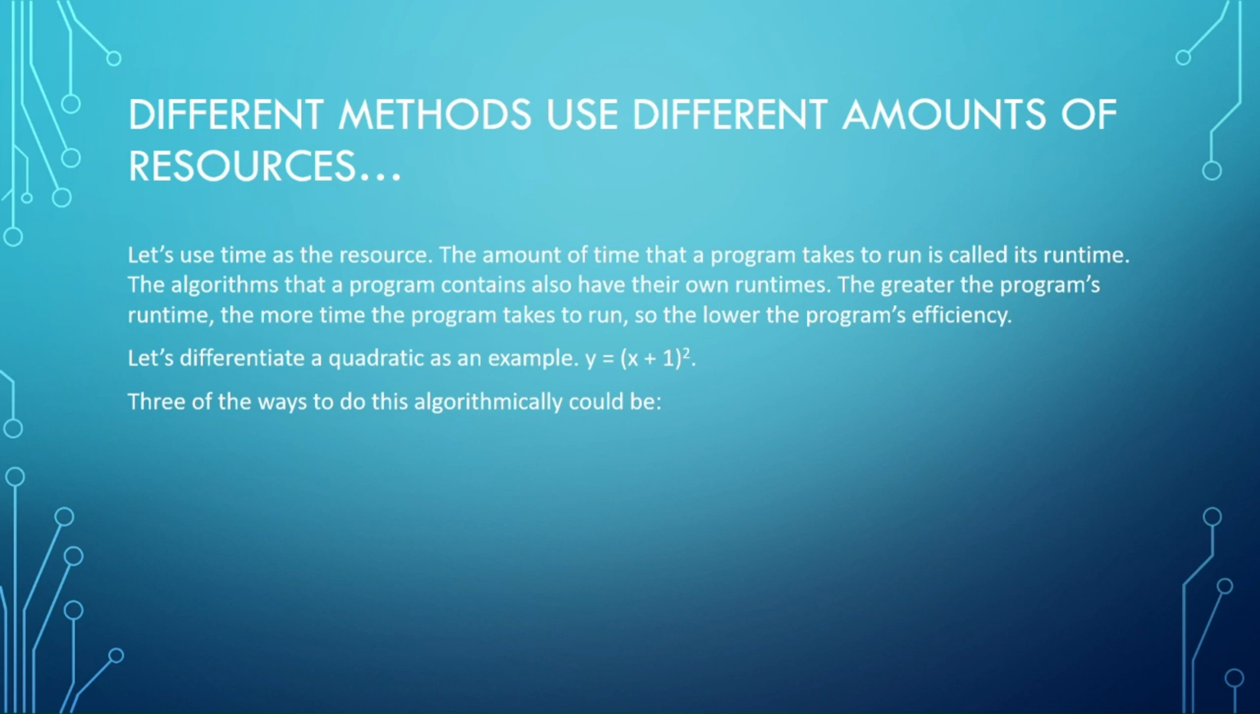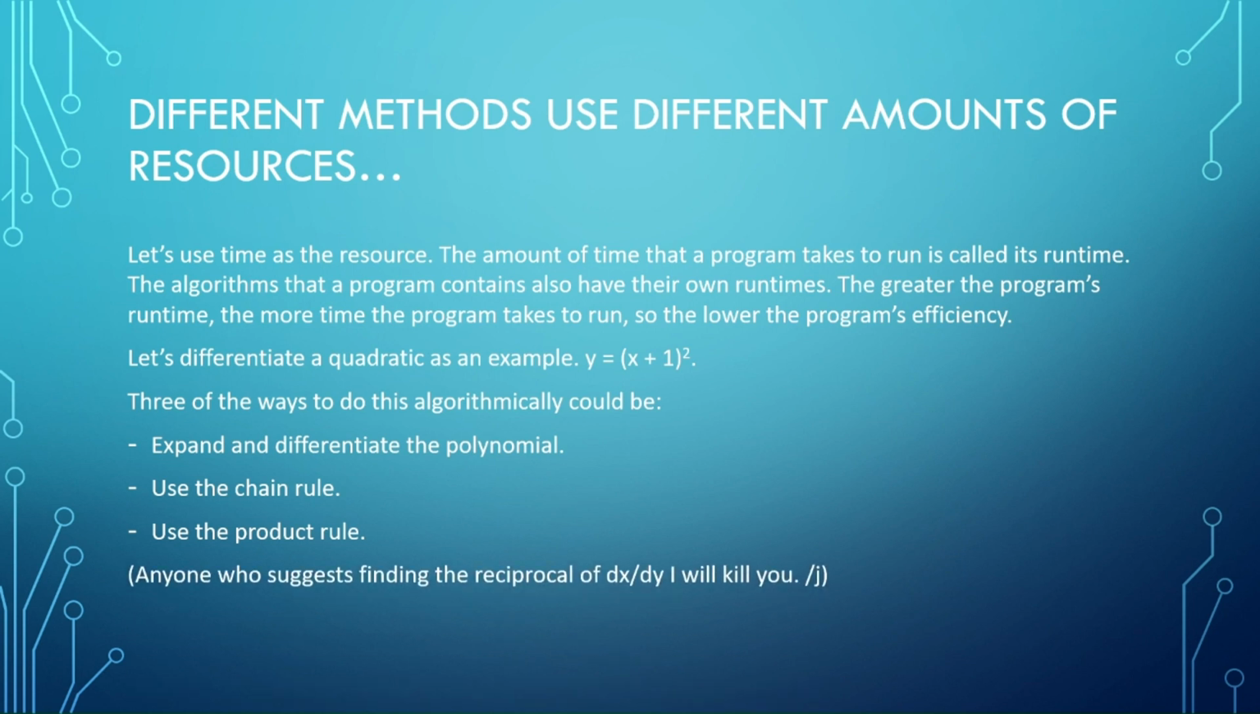Chain rule, product rule, excellent. And yes, we could expand. Okay, that's pretty good, so that's correct. We could expand and differentiate the polynomial. We could use the chain rule, multiply by power, subtract 1 from the power. But yes, three of the ways we could do it: expand and differentiate, use the chain rule, or use the product rule. Yes, there are other ways of doing it. If anyone suggests finding the reciprocal of dx by dy, I will kill you, I swear.